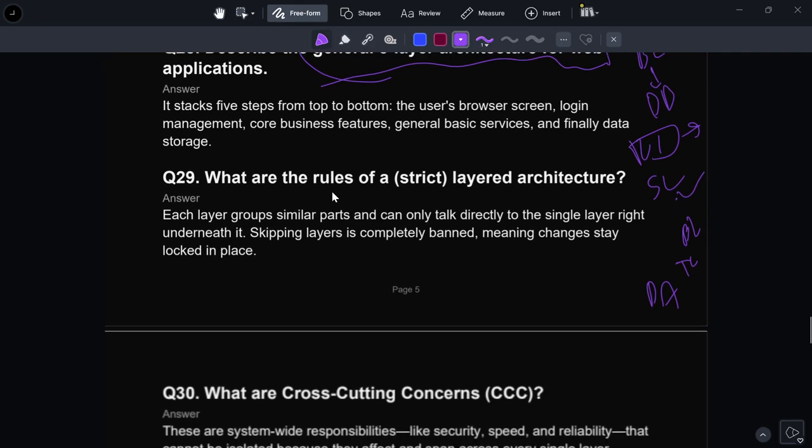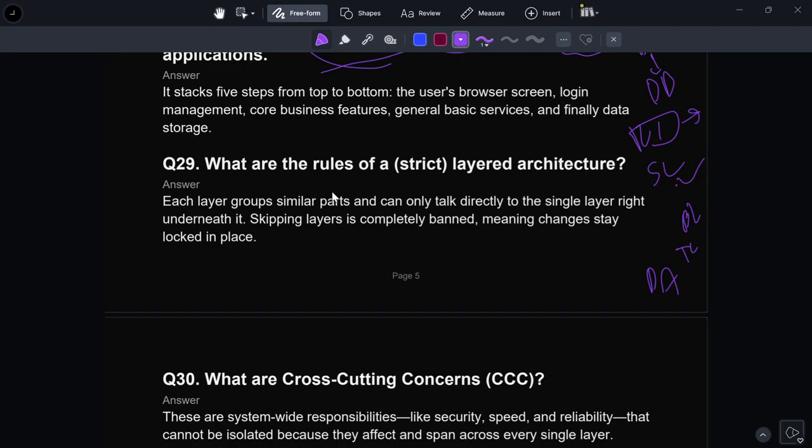And what are the rules of a strict layered architecture? We know that a component can only interact with elements inside its own layer or directly invoke the single layer immediately beneath it. It can only work on its own or underneath. That's it. It cannot go all the way there and start working there. So why is it enforced? First of all, no upward calls. Lower layers are completely blind to the layers above them. A database layer can never initiate a call to a user interface layer. It prevents circular dependencies that make code impossible to test or reuse independently.